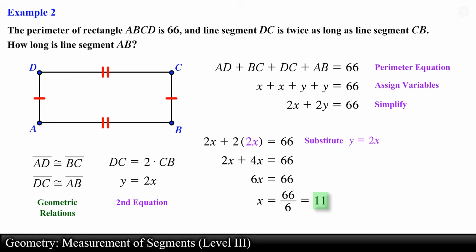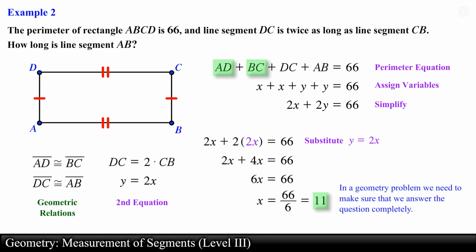Now, we are not done yet. This is not like your algebra class, where the goal was to solve for x. In a geometry problem, we need to make sure that we answer the question completely. Notice that x represents the length of line segment AD, or BC. We were asked to find the length of line segment AB, and not the other two segments.